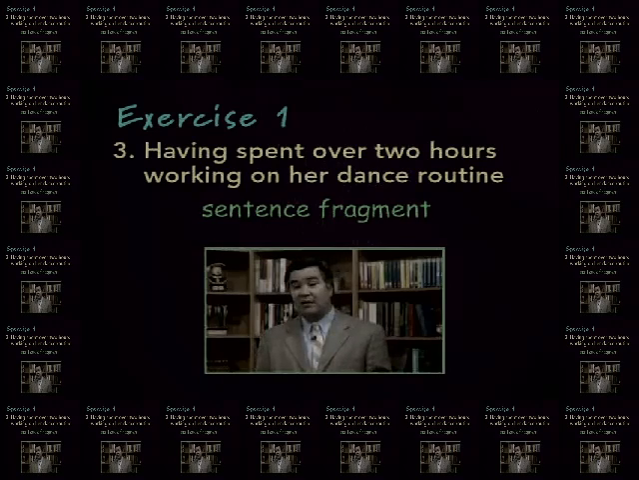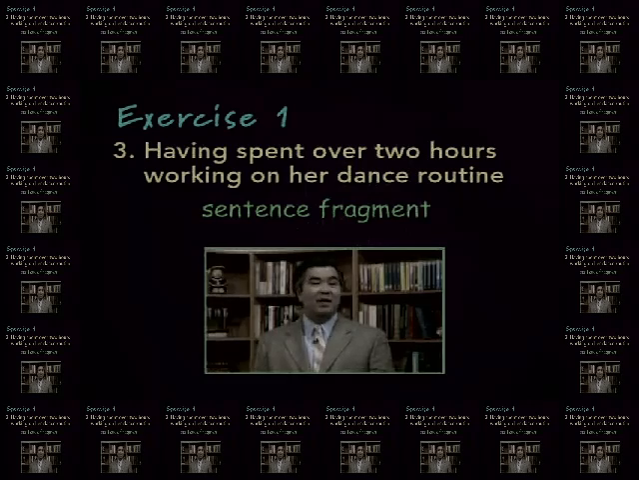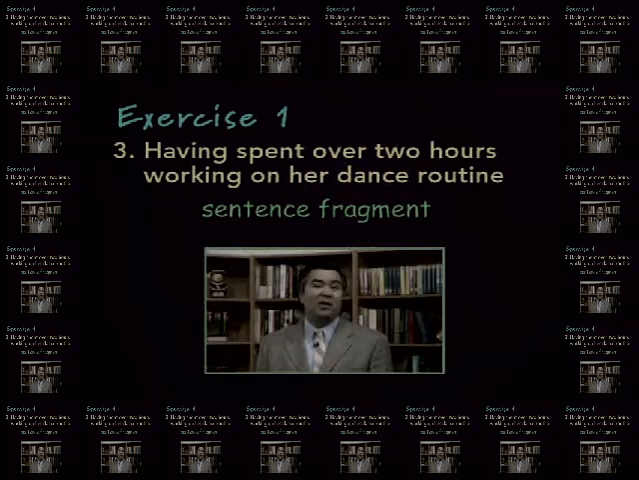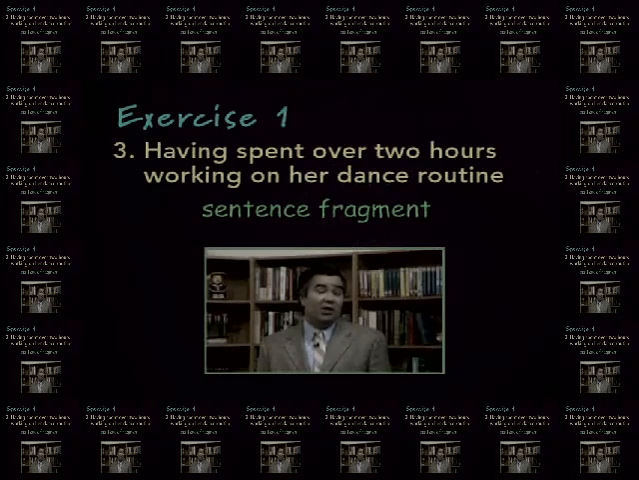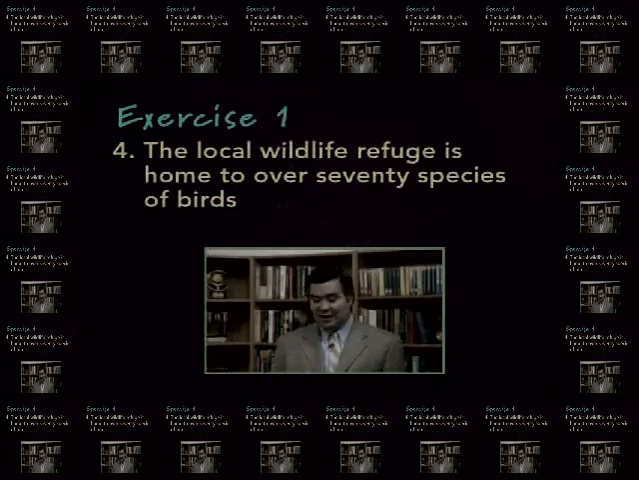This is a sentence fragment, not a complete sentence, and if it appeared in a piece of writing, it would be considered incorrect. Therefore, this is the sentence fragment and shouldn't be given any final punctuation because it's really not a complete sentence. Let's look at the next example.